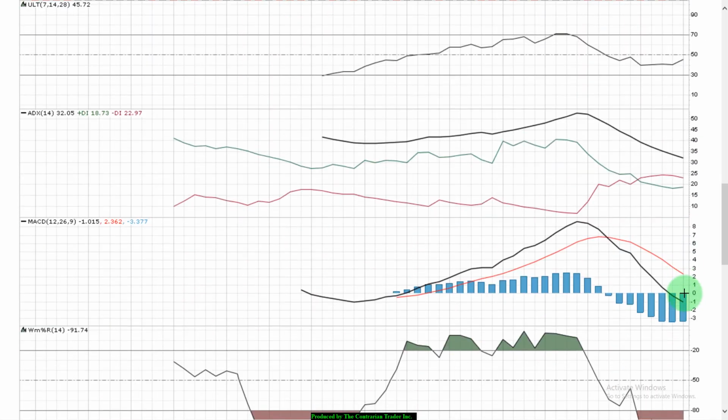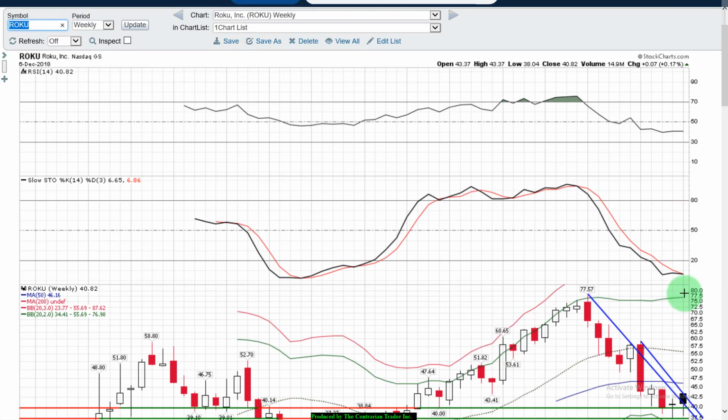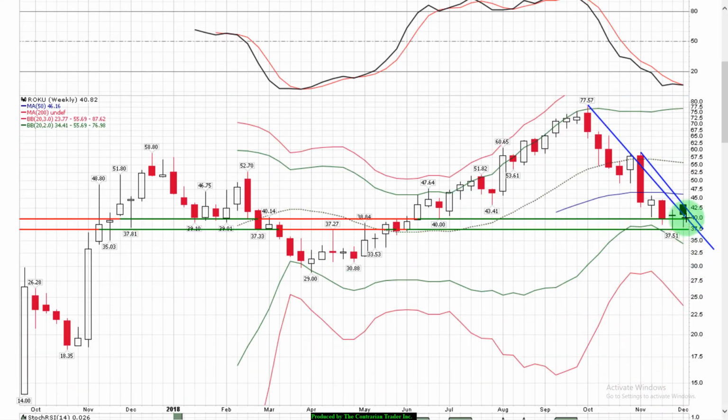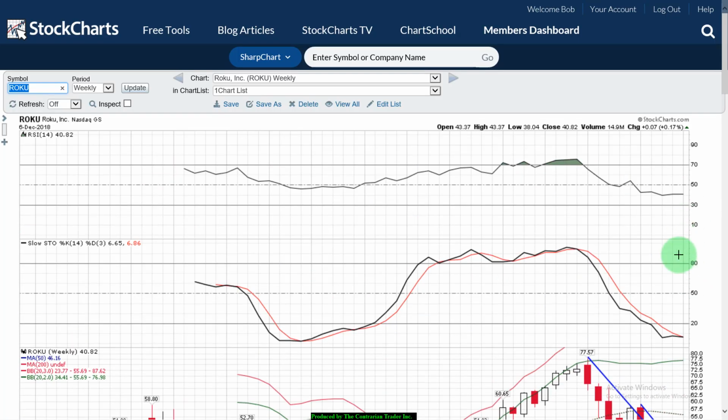But the chart is looking good. Were I a betting man and having to say, do we rally or do we break down here? Assuming that we close out the week where we are at current or better, I think that we're going to rally in the coming weeks.